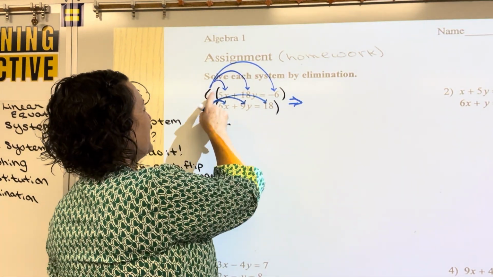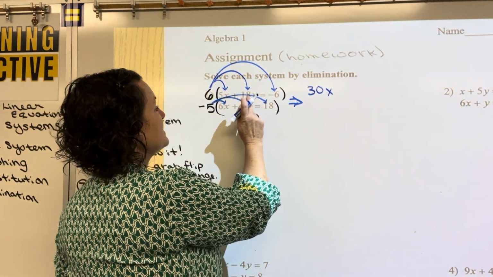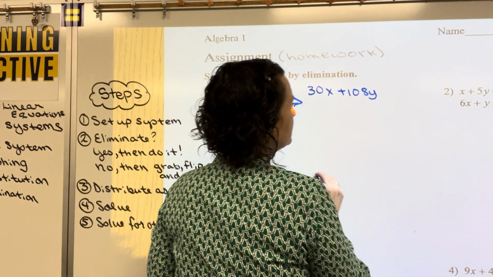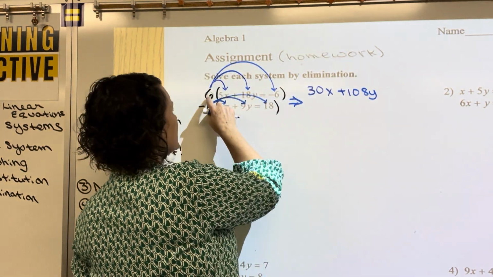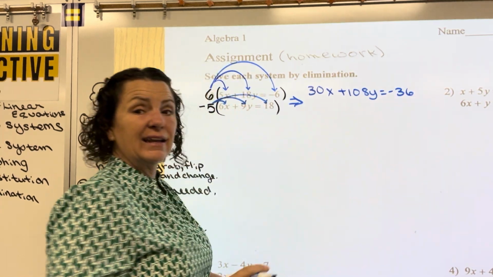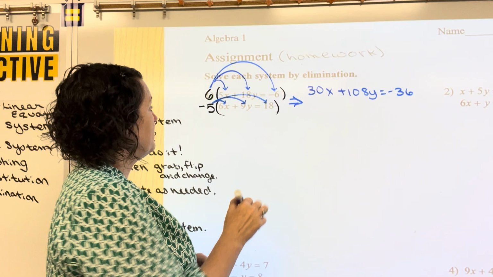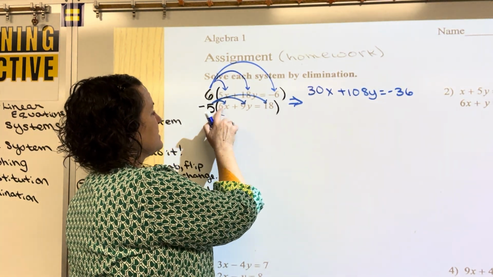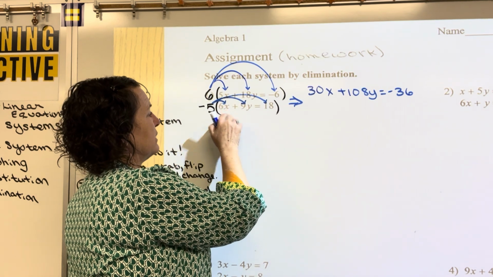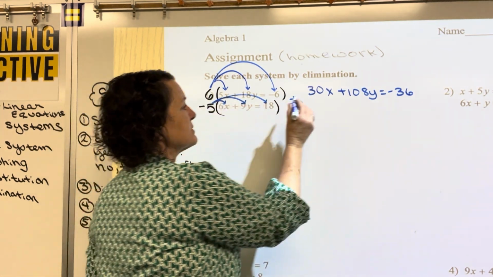Welcome back. So we have 5 times that, which is 30, excuse me. We have 6 times 18, which is 108y. And we have 6 times 6 is 36, but it will be a negative. By the way, negatives and positives, super important that we keep track of them, okay? 5 times 6, 30, make it a negative, and then put an x on it. So 5 times 6 is 30, negative 30x.